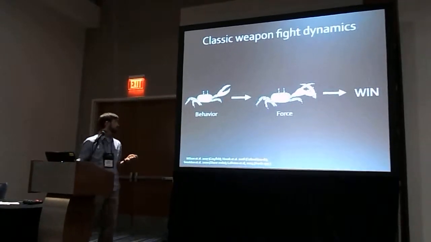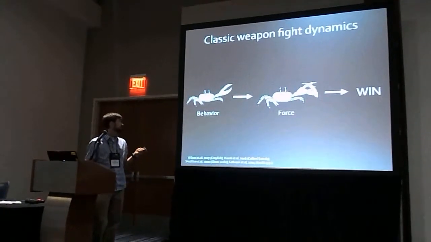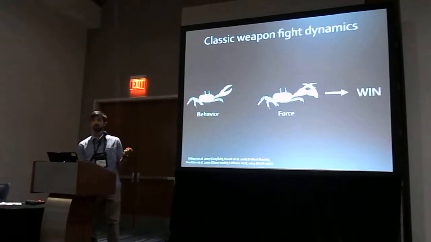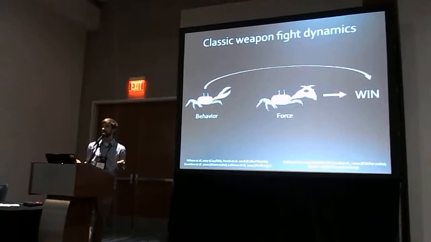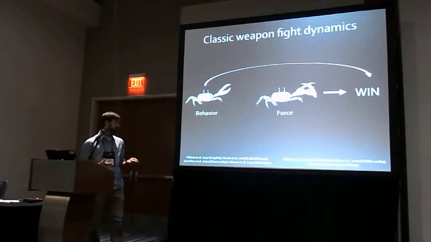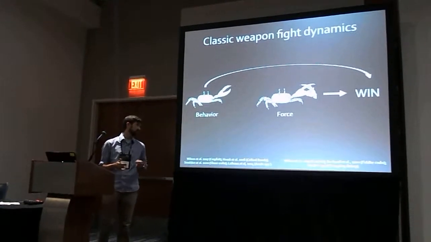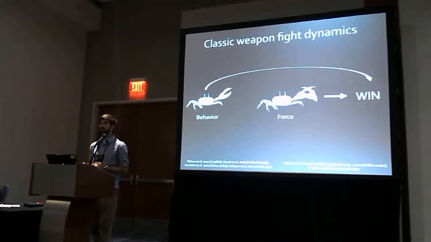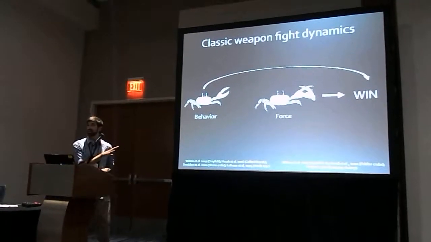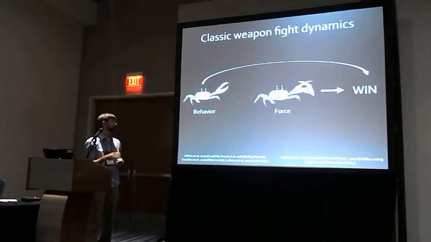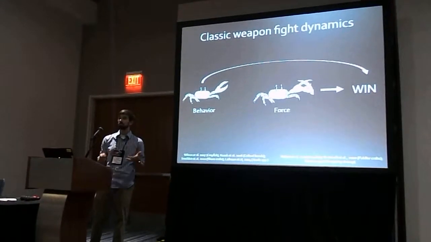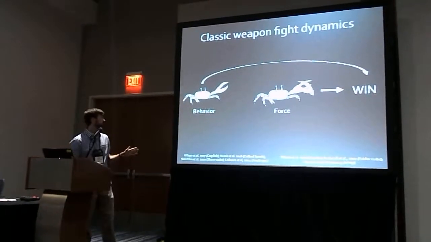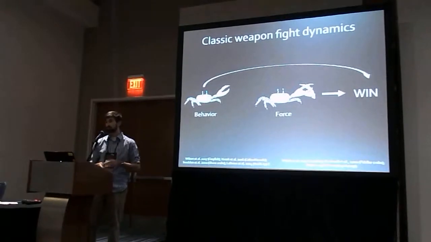What we also see in these weapons is sometimes individuals are able to avoid having to use force and instead can win just by displaying their weapons. Usually they display a larger weapon. This happens in a lot of different types of crustaceans like crayfish, fiddler crabs, and snapping shrimp. So these are the dynamics of classic weapon fights that we're talking about today. Aspects of display behavior and force. Usually individuals that exert greater force win, or individuals can win by displaying a larger weapon.